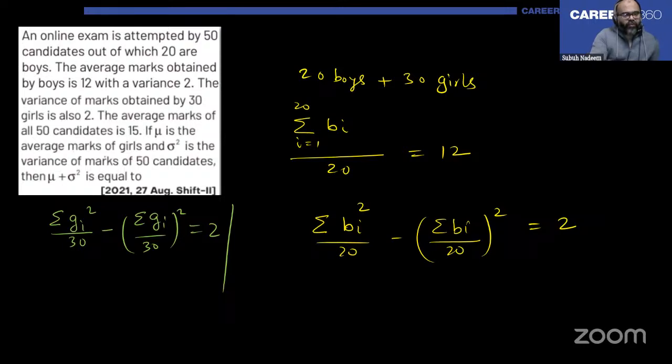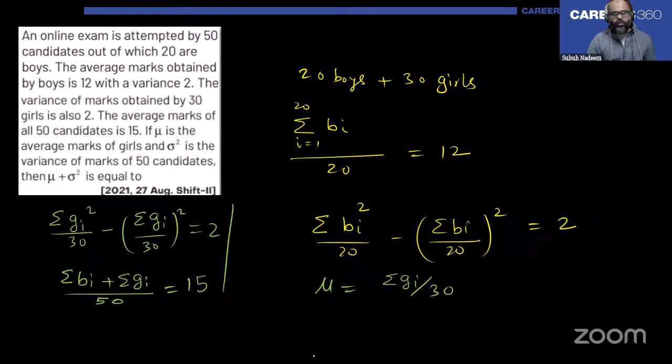The average marks of all 50 candidates is 15. So (sigma of Bi plus sigma of Gi) upon 50, where there are 20 boys and 30 girls, total 50, is given as 15. If mu is the average marks of girls, then mu is equal to sigma of Gi by 30.